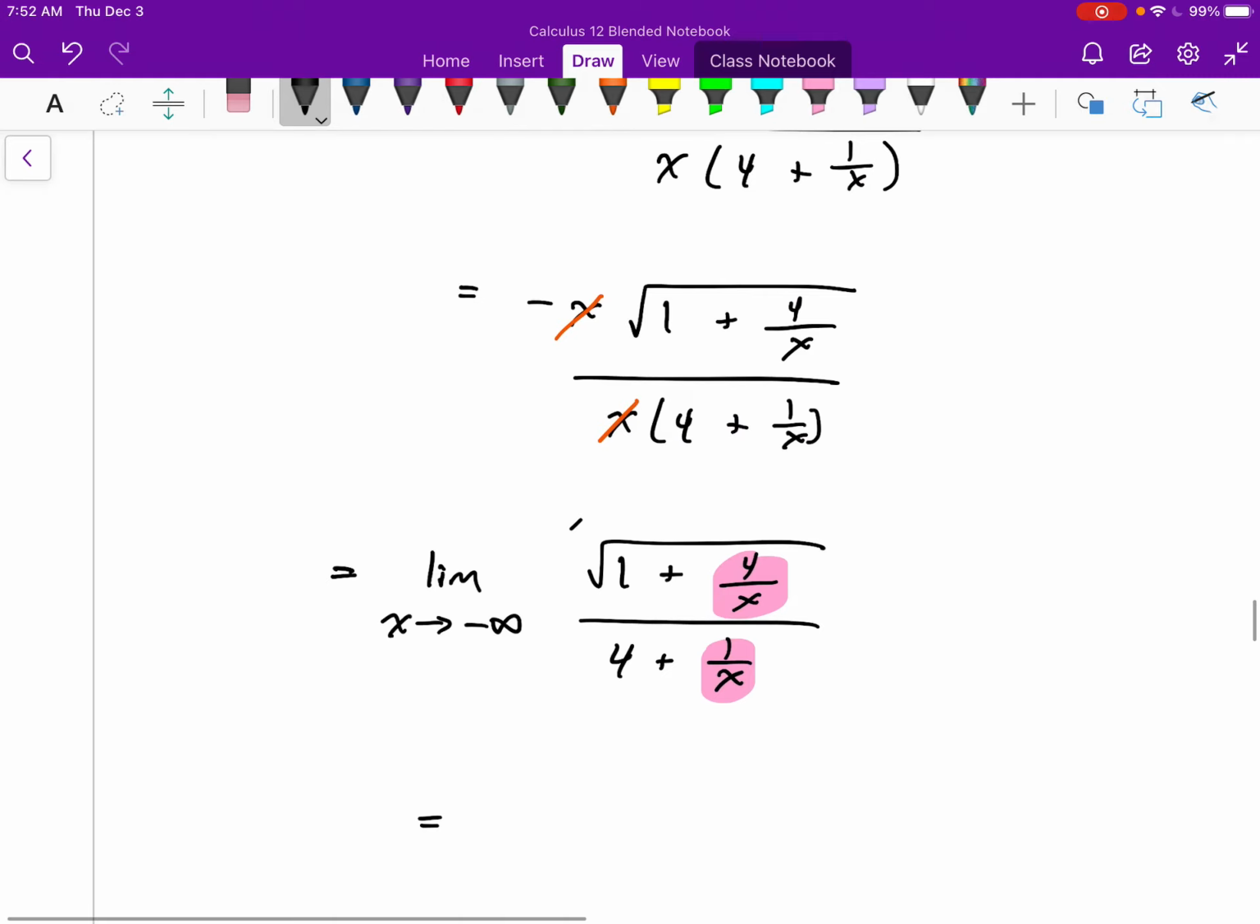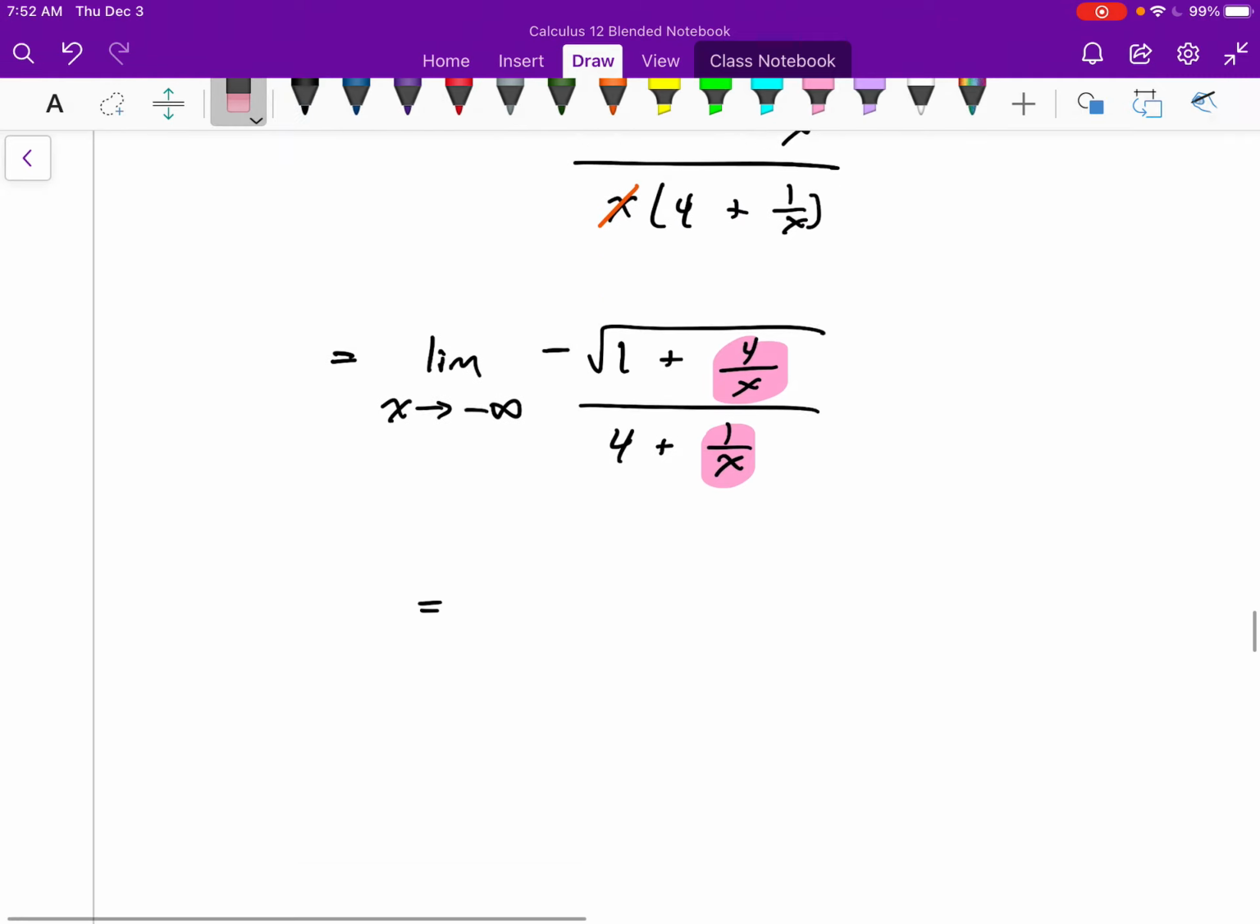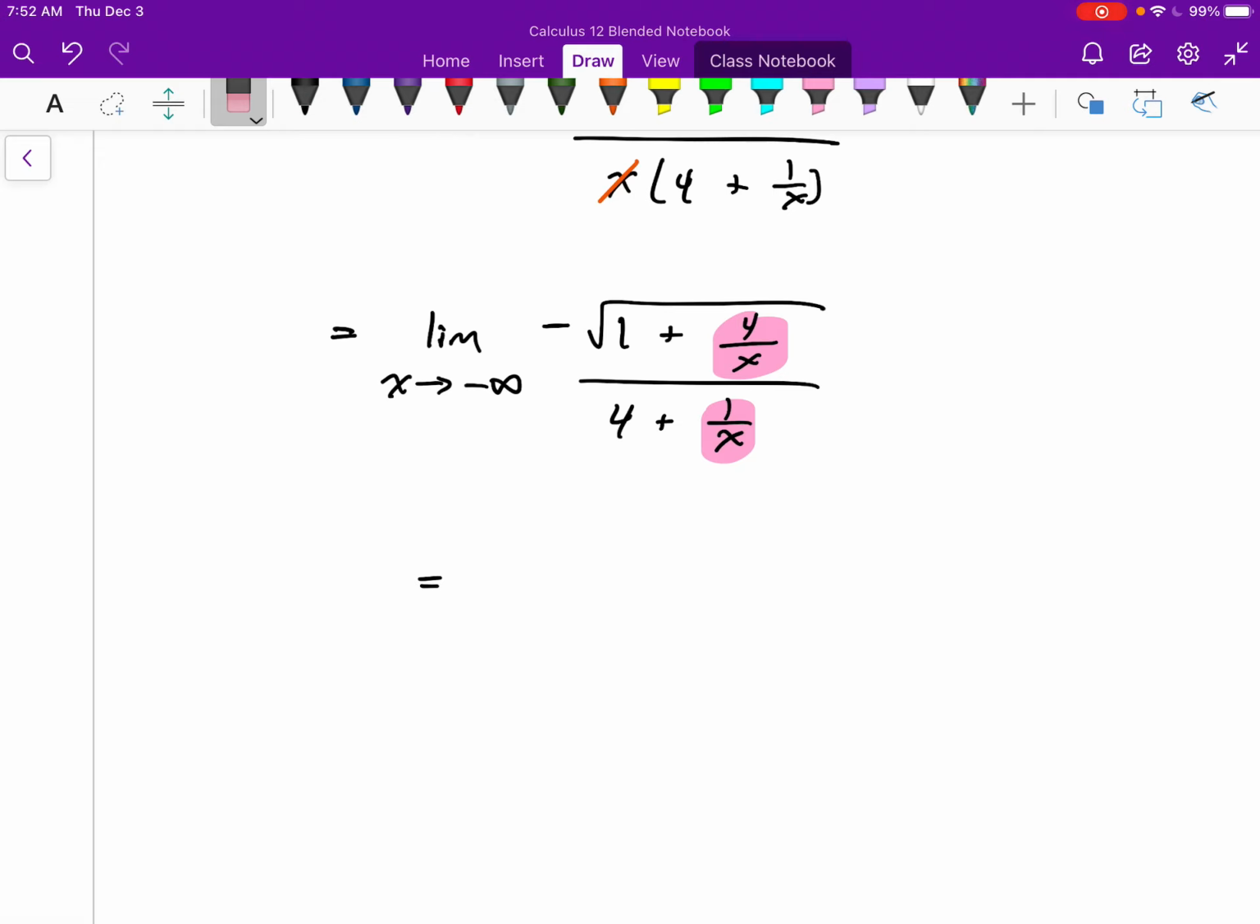So I'm left with a very simple expression, the square root of 1 over 4. Oh, sorry, I missed my negative. It's a negative right there. The x cancels out, not the negative in front of the x. And so I have negative the square root of 1 over 4, or just negative 1/2. I'll show the extra step.